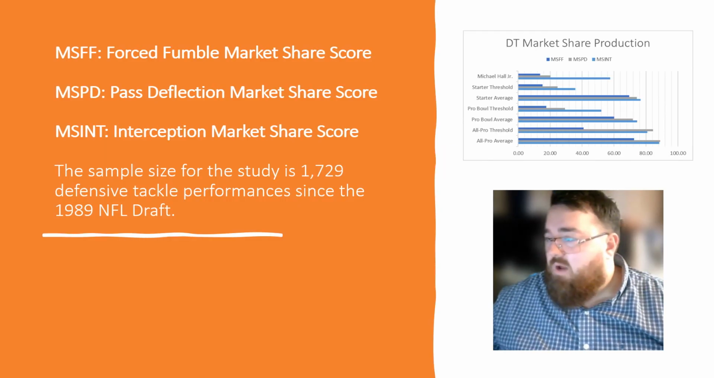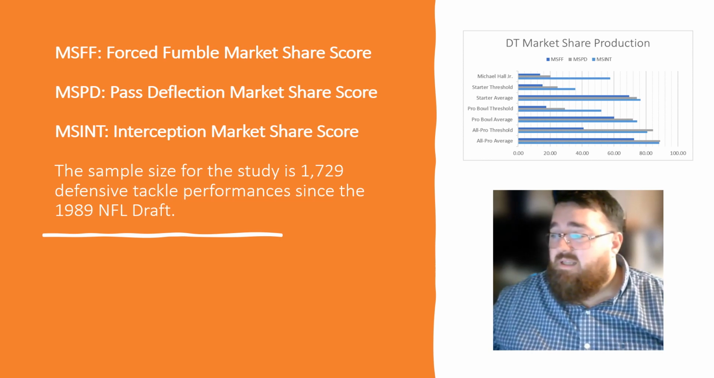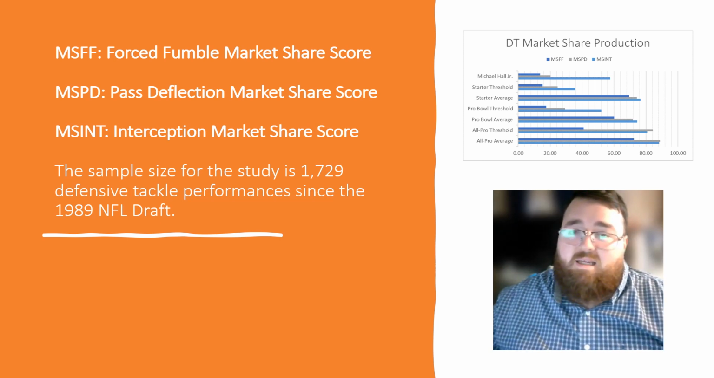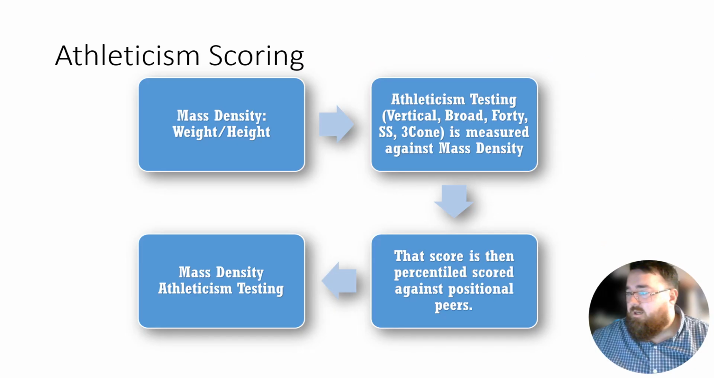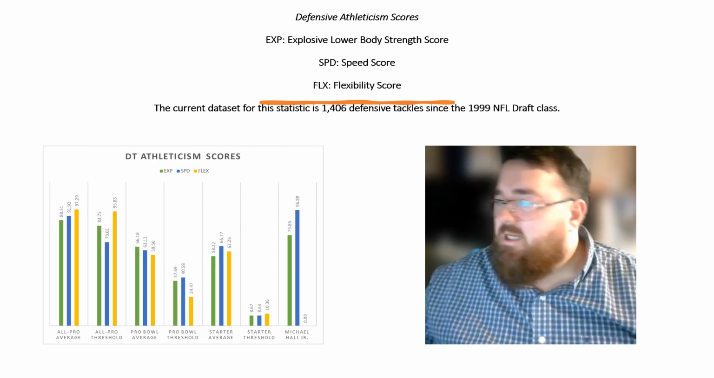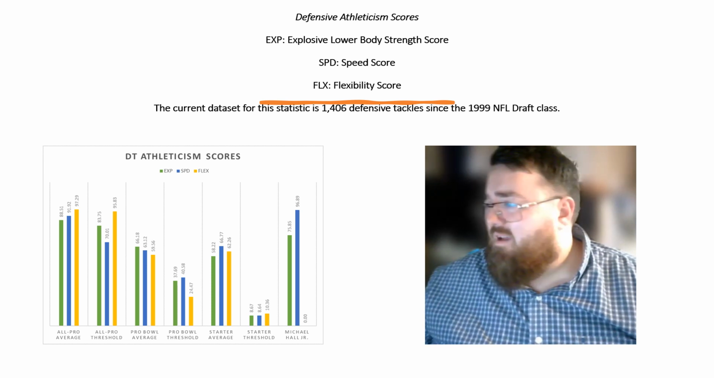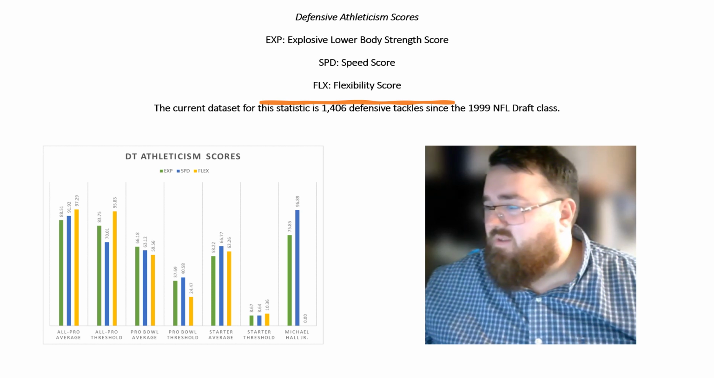Now, when you get to his other data, his forced fumble market share and pass deflection market share weren't really there. He did have above average interception market share, but his other market share numbers weren't really indicative of special outcomes either. Athleticism wise is the one area where he did really well. Might have been why he was drafted so high, honestly. He had a 96 percentile speed score and above average explosiveness for his size.